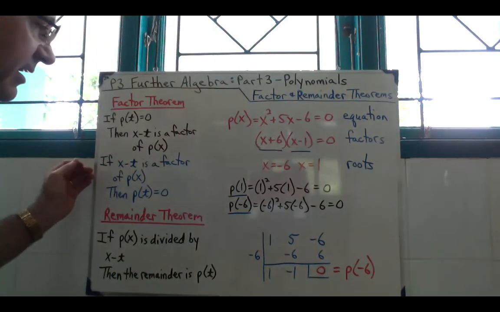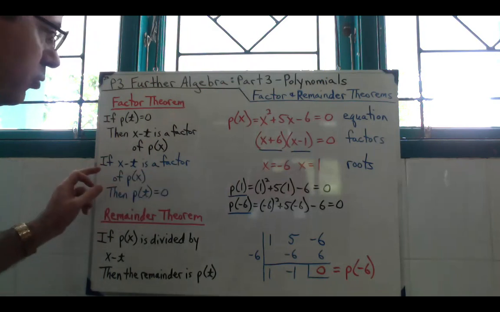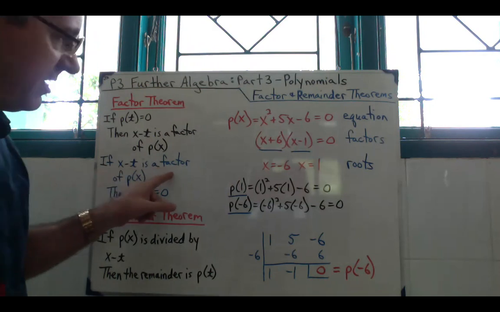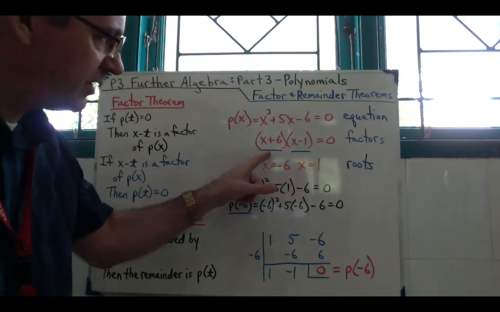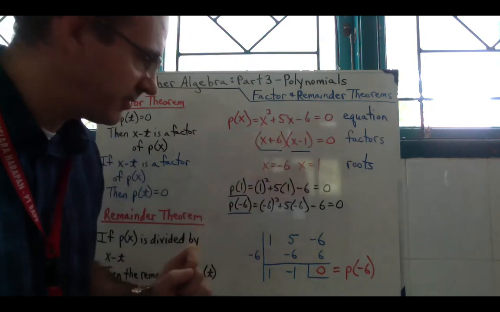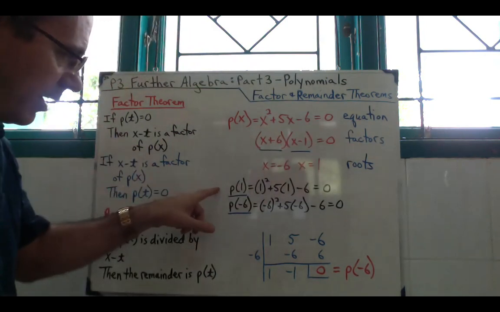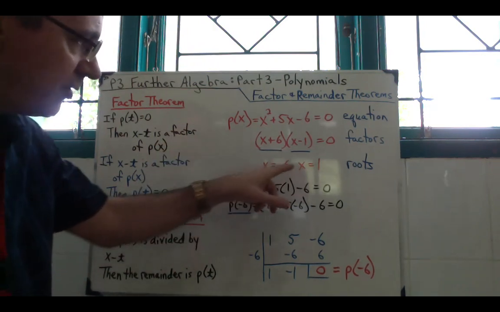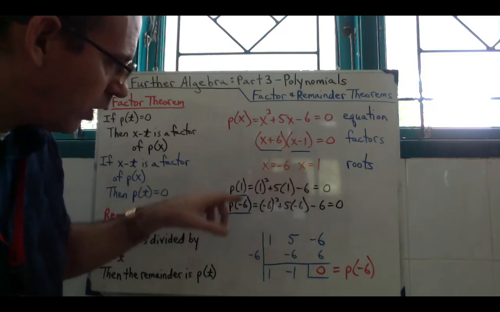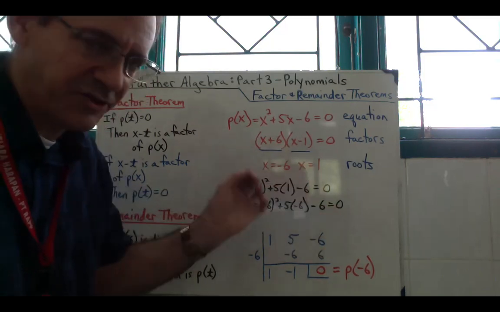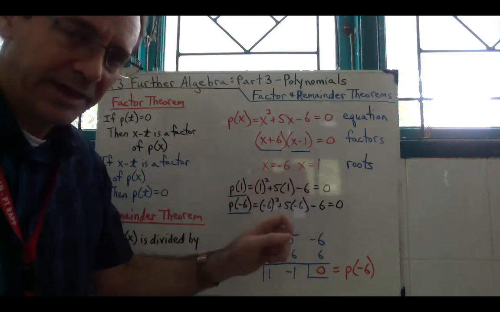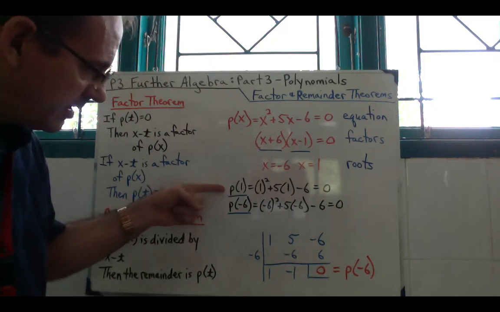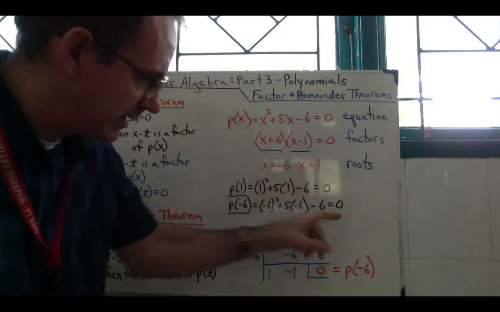So what this one over here is saying, if we start with the blue one, so if we say that x minus t is a factor, so notice we said x plus 6 and x minus 1 are factors, then our polynomial evaluated for t, that is for negative 6, and our polynomial evaluated for this t, which is 1, those will equal 0, and you can see with the math that they do. So if these are the factors, then you can do this math work and show that it equals 0.